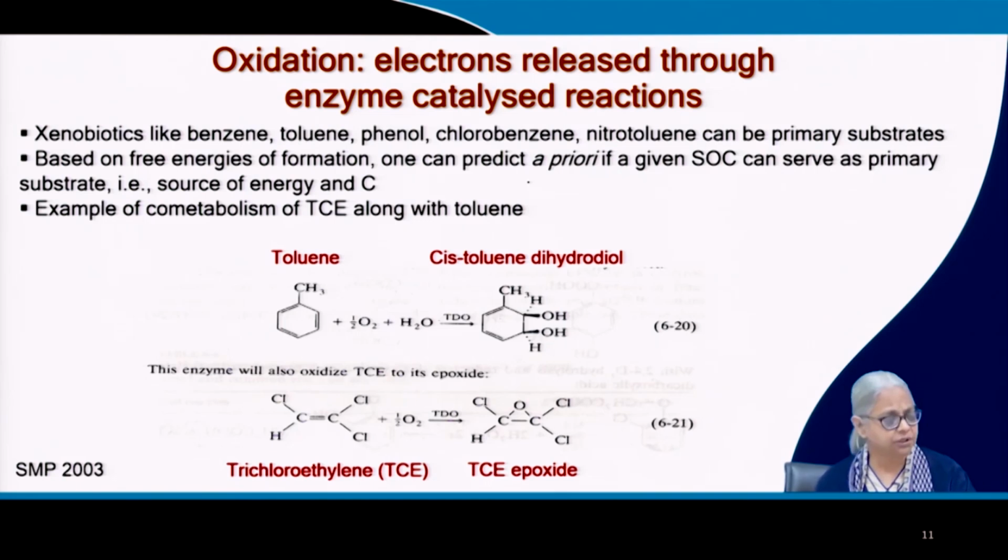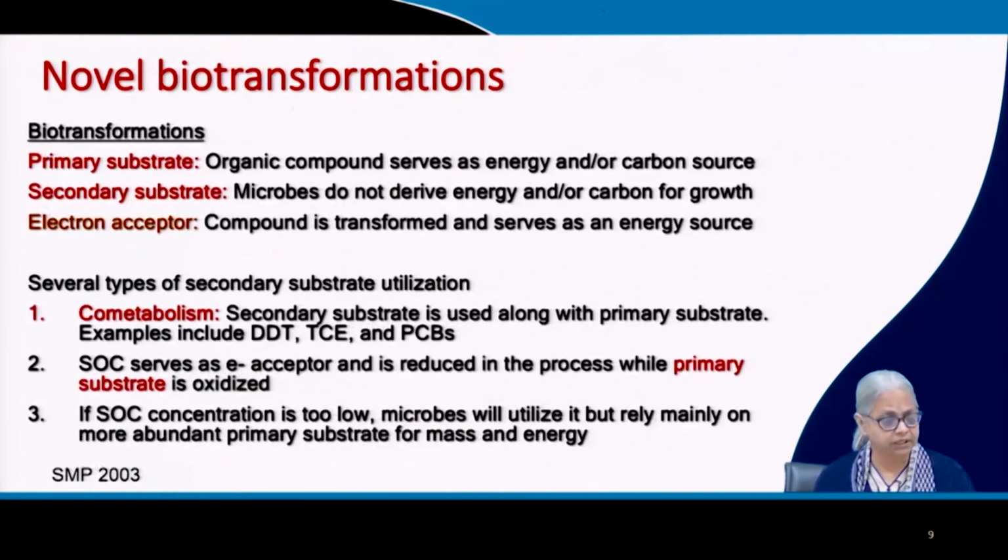Okay, so that's just one way of utilizing this information. That was one example that I showed you. The SOC can serve as an electron acceptor and it will be reduced in the process while the primary substrate is oxidized. If the concentration is too low, the microbes will utilize it maybe as a primary substrate, but it's going to be called a secondary substrate because they're not really utilizing it for creating biomass and energy. So it will get utilized, but as a secondary substrate.